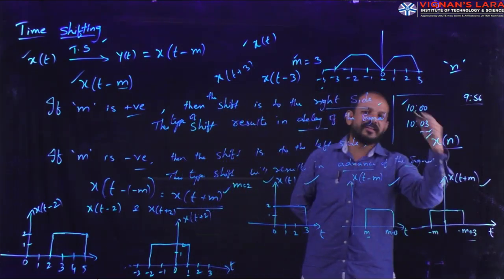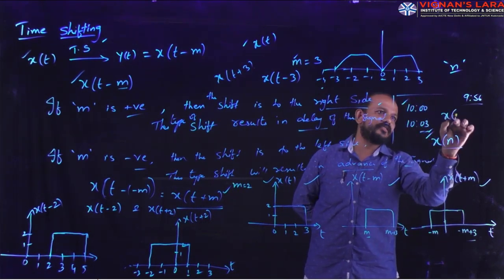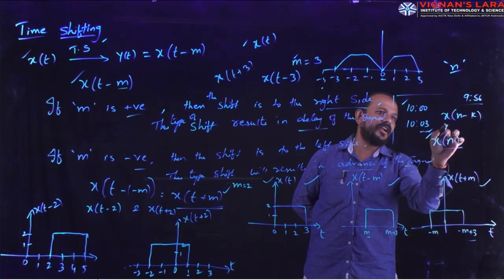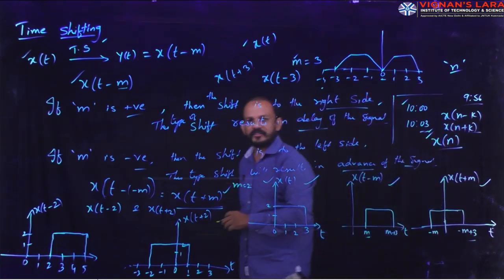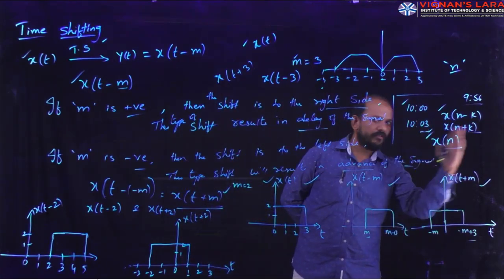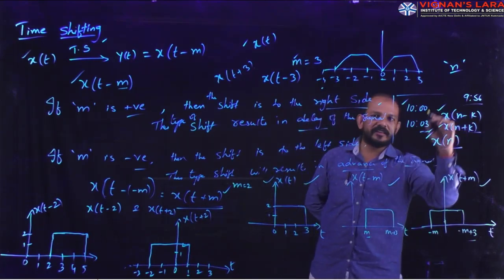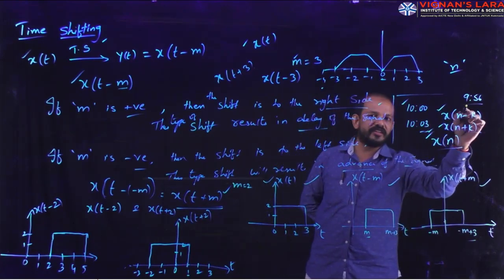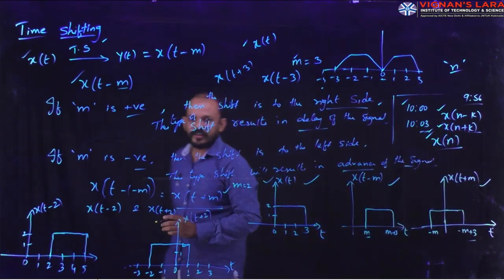Take a letter other than m, that is k. So x of n minus k and x of n plus k. One is the right shift and another one is the left shift. For right shift there is a delay in the signal. For left shift there is an advance in the signal.